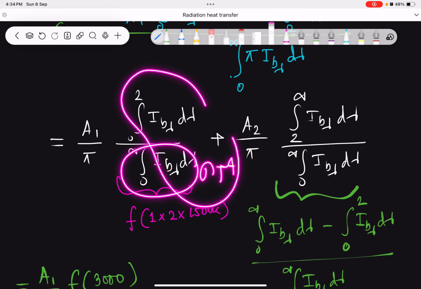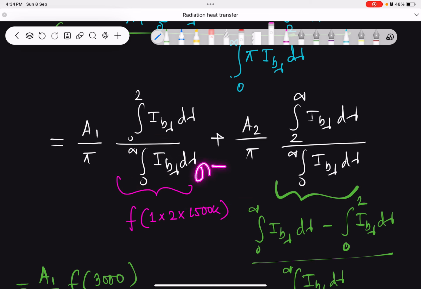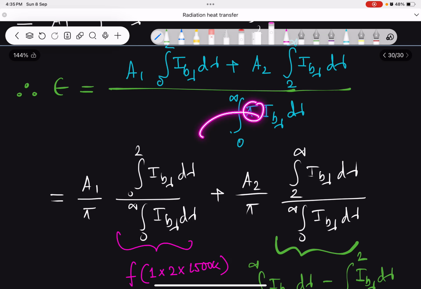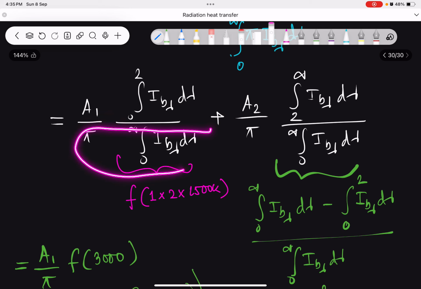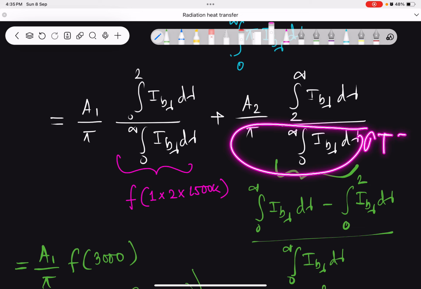But this is not equal to... the moment you have sigma T to the power 4 here, you will not have your pi here, because you have taken this pi inside the integral, and that is how you write this as sigma T to the power 4. So now you have a1 times the integral from 0 to lambda of I_b lambda d lambda by sigma T to the power 4, plus a2 times the integral from 2 to infinity of I_b lambda d lambda by sigma T to the power 4.